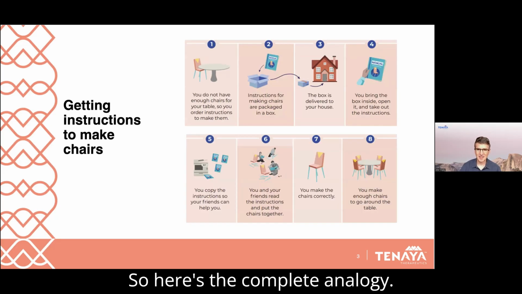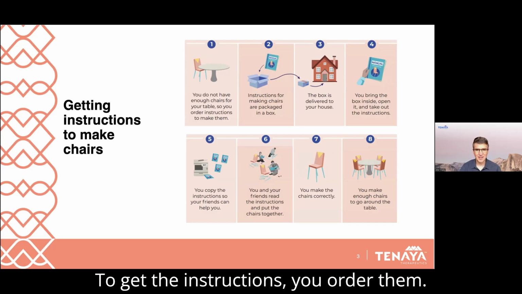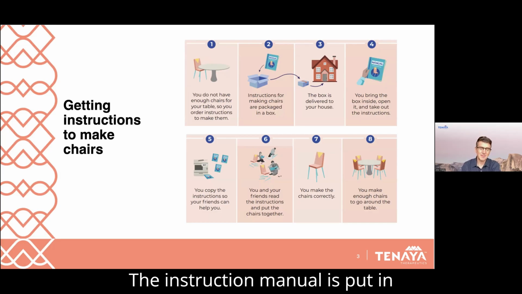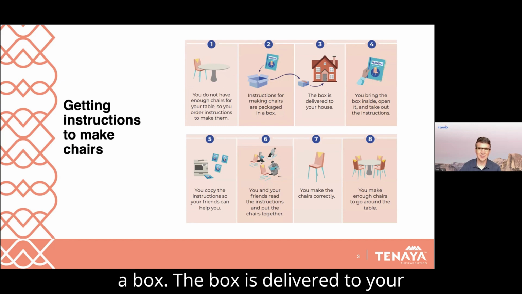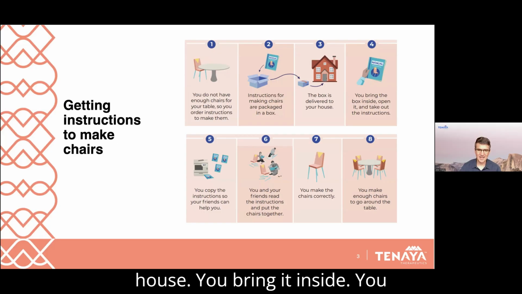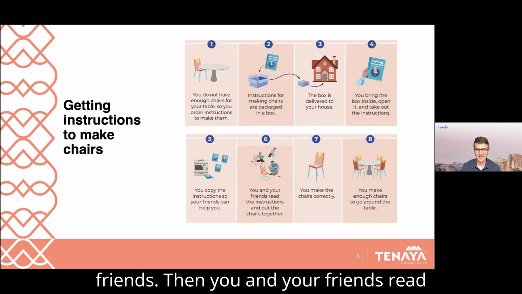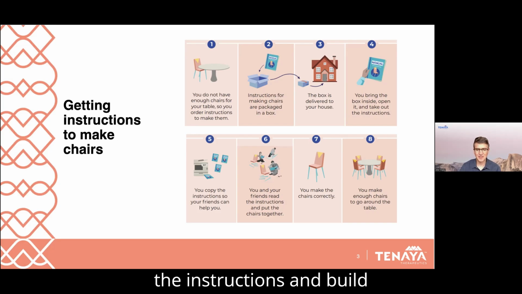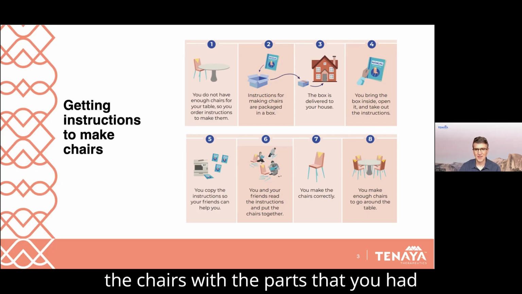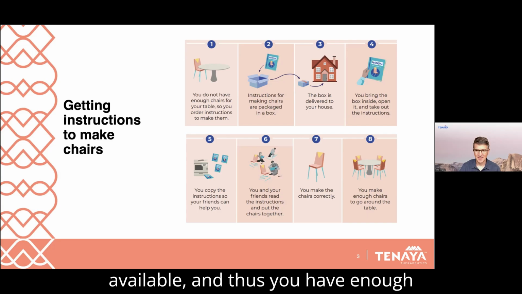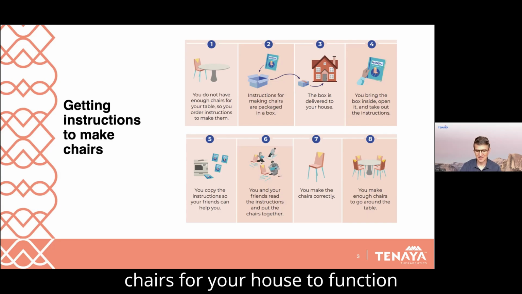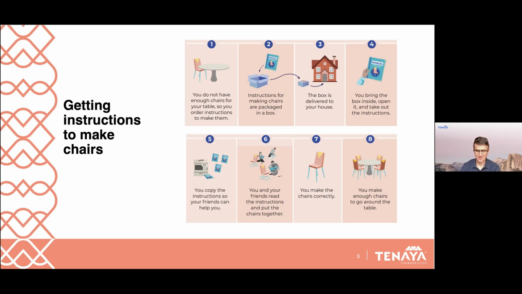So here's the complete analogy. To get the instructions, you order them. The instruction manual is put in a box. The box is delivered to your house. You bring it inside. You make Xerox copies of the instructions to bring to the workshop and share with your friends. Then you and your friends read the instructions and build the chairs with the parts that you had available. And thus you have enough chairs for your house to function normally.